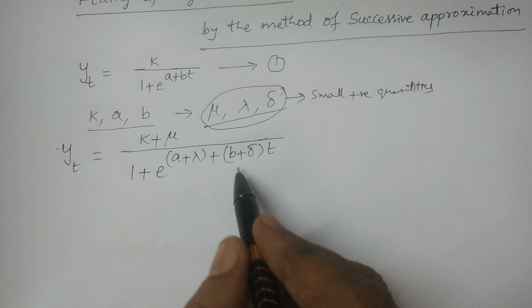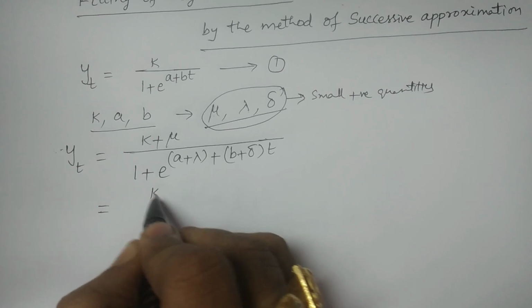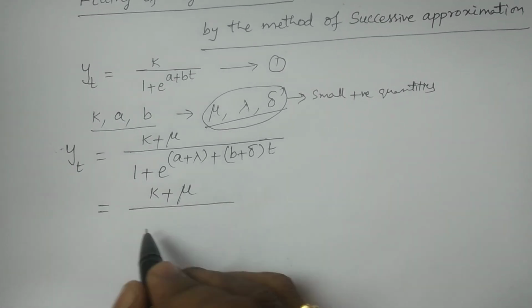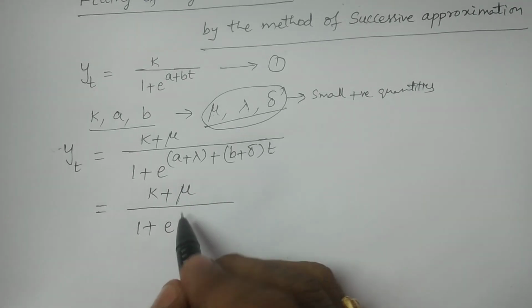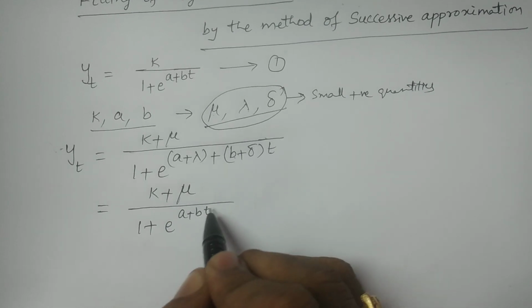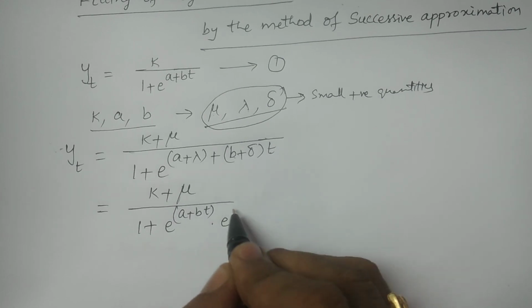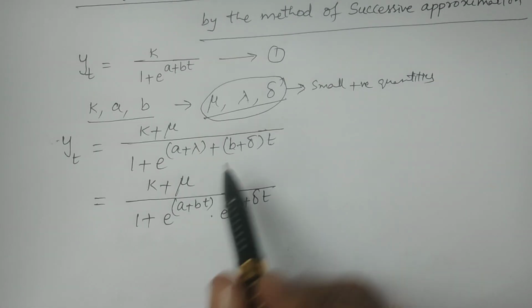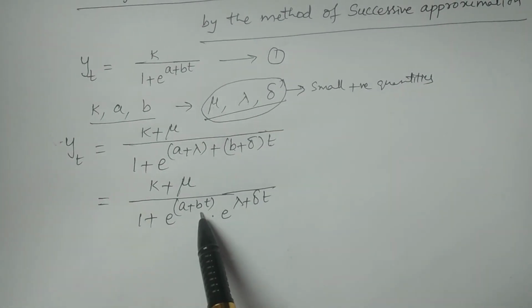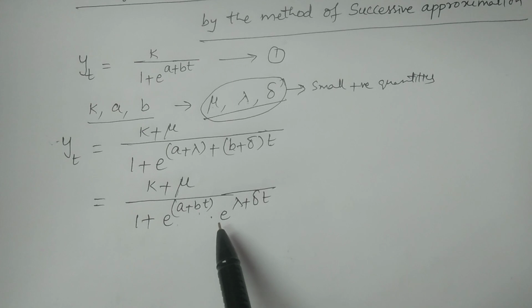So if you expand this, I write one more step here. This you can write as k plus mu divided by 1 plus e power a plus bt, multiplied by e power lambda plus delta t. This is the term I consider. I separate two particular terms: a plus b into t is one term, lambda plus delta into t is another term, because e power x plus y you can write as e power x into e power y.